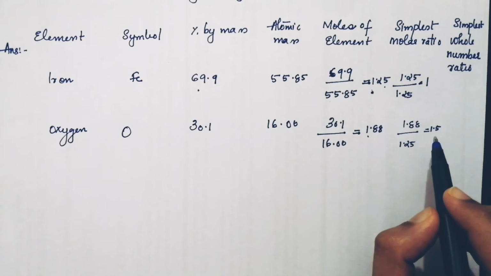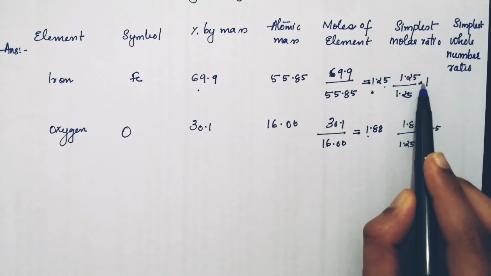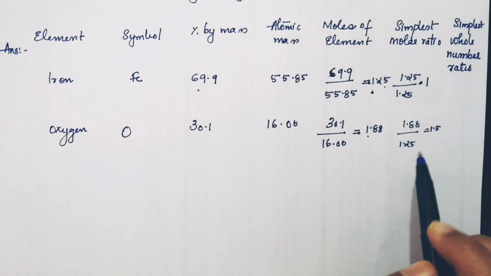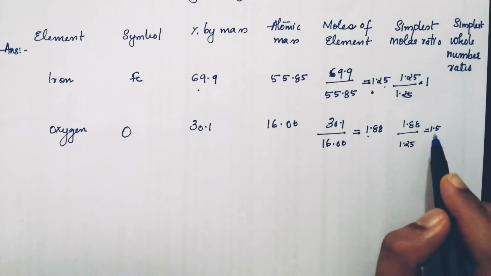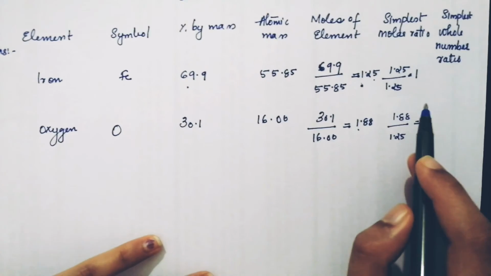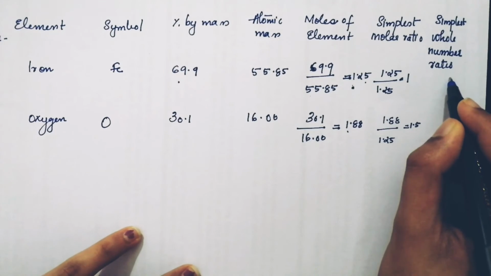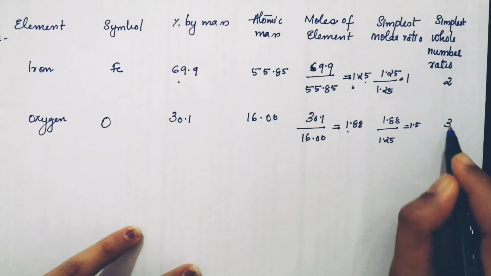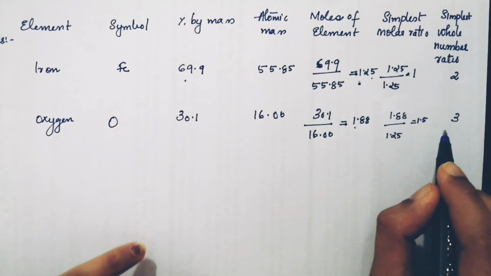So if in a case we have to multiply it with 4 to get a whole number, we have to multiply both the first element and the second element. If there are 3 elements, all the 3 elements with that particular number. So in this case, we are going to multiply both 1 and 1.5 with 2. So we get 1 into 2, which gives us 2, and 1.5 into 2, which gives us 3. So the simplest whole number ratio is 2 and 3.